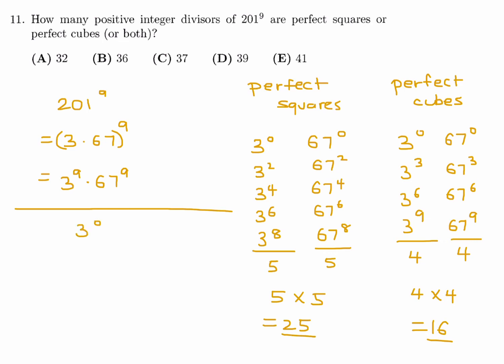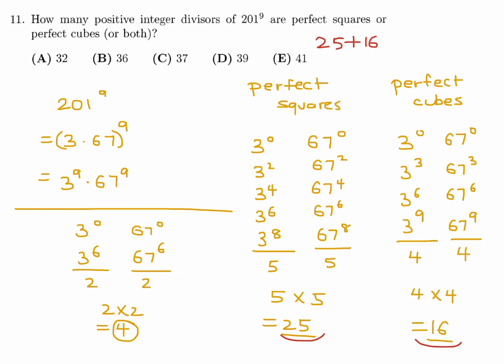So those ones are 3 to the power of 0 and 3 to the power of 6, and then 67 to the power of 0 and 67 to the power of 6. There's 2 here, there's 2 here, so the total combinations are 4. And therefore, this is what we overcounted by. So our grand total really is the 25 plus the 16, subtract this 4 that we overcounted by, and therefore that is 37, which is the answer. Number 11, therefore, is C.